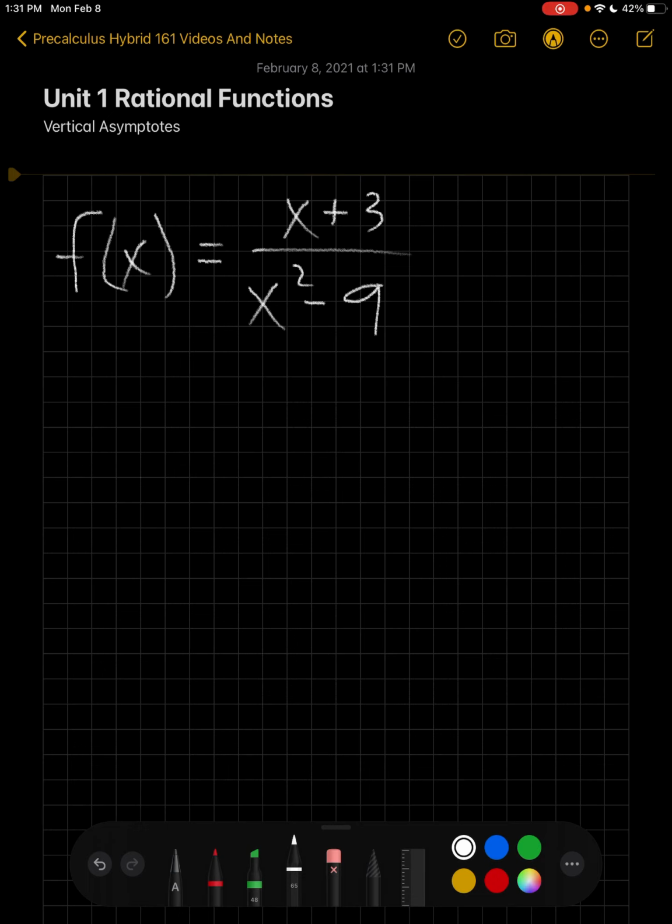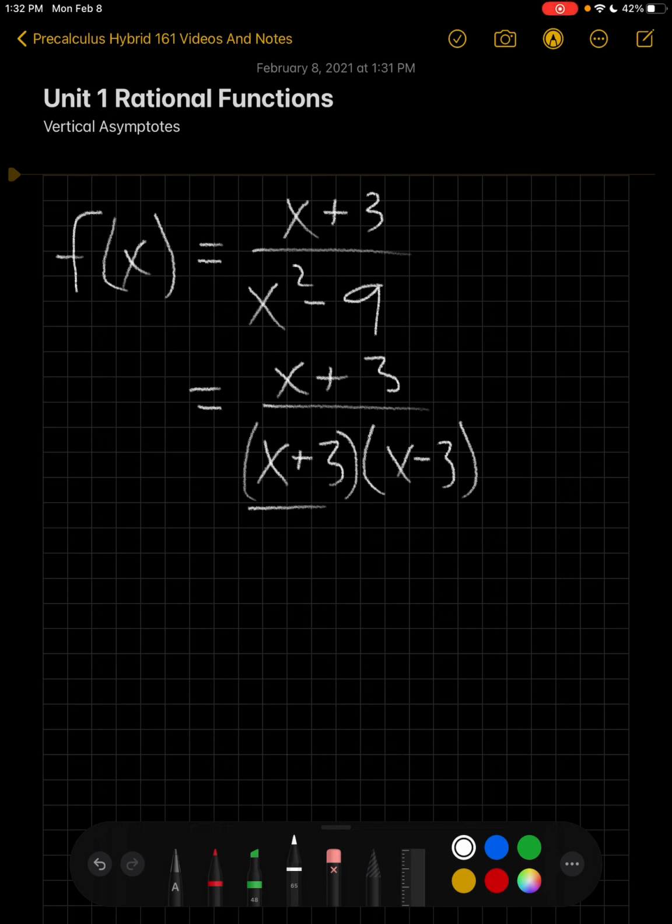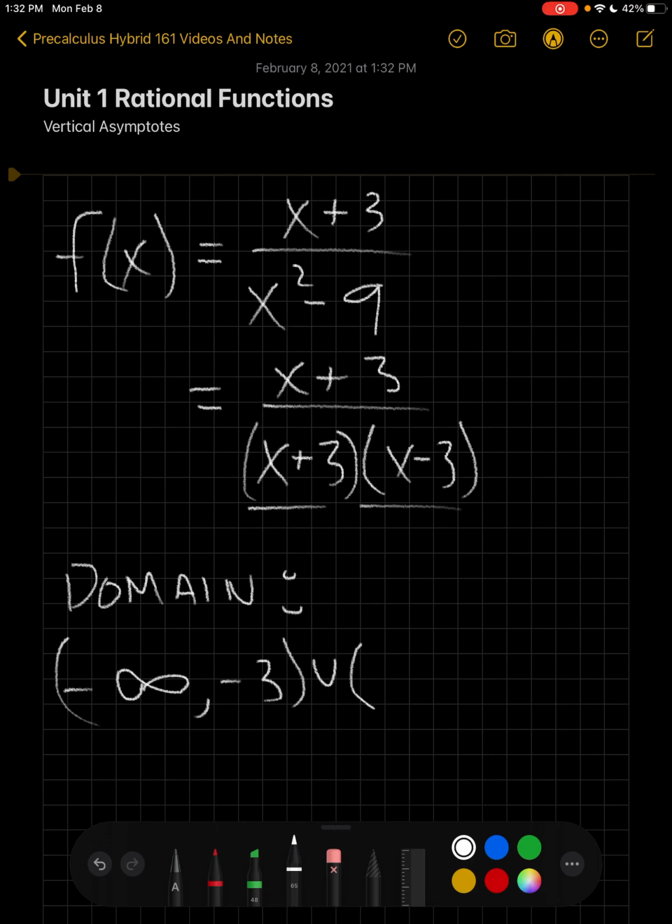And we found the domain of this function by factoring our denominator and setting that denominator equal to 0. And so we were able to find that the domain of this function was actually negative infinity to negative 3, union negative 3 to positive 3, union positive 3 to positive infinity.